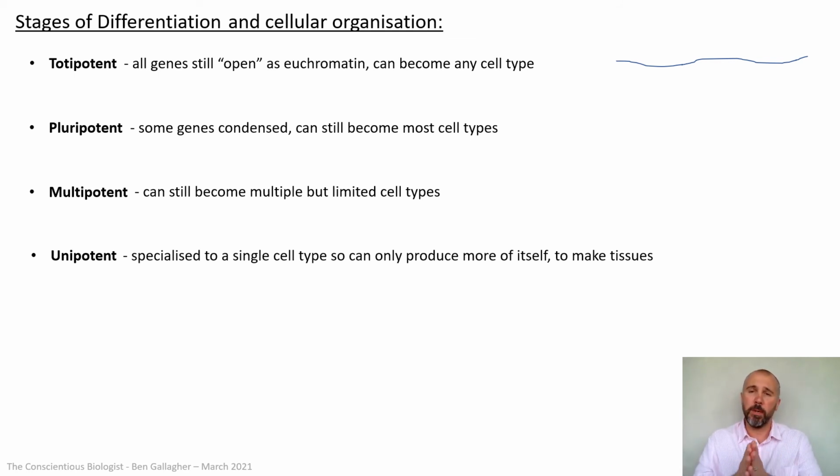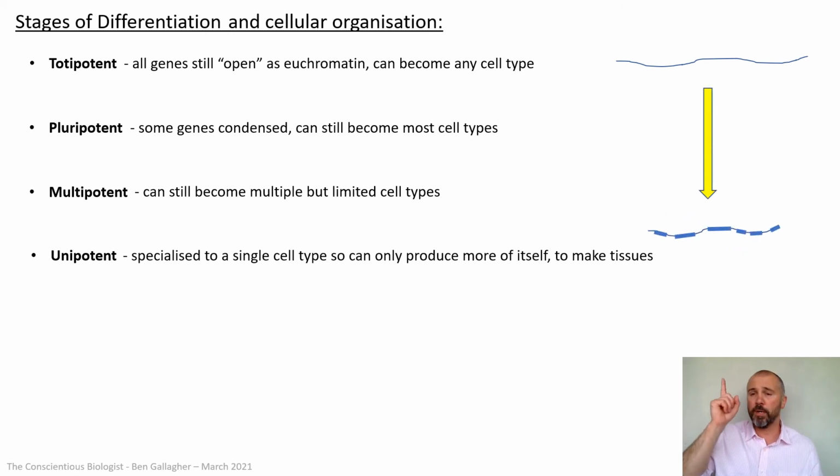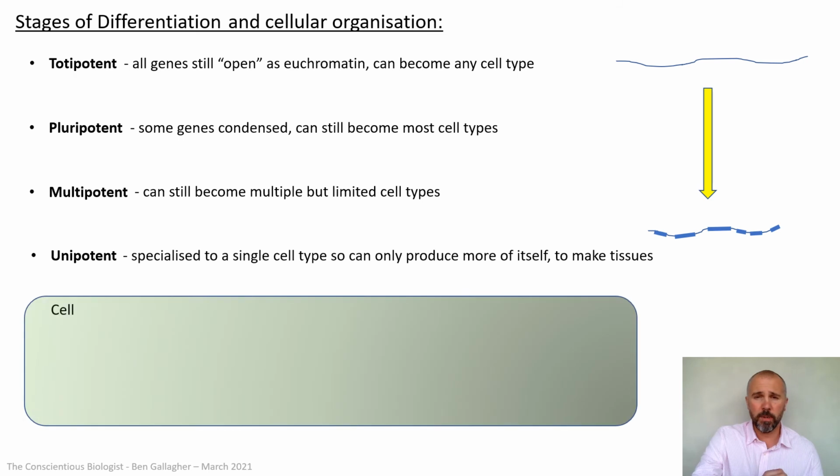So unipotent cells are specialized cells. What we're saying is we've gone from that open euchromatin chromosome up there to one that's got regions of condensed heterochromatin once it becomes unipotent. Again, more words to learn. Lastly, let's put these in place in terms of the overall organization hierarchy.